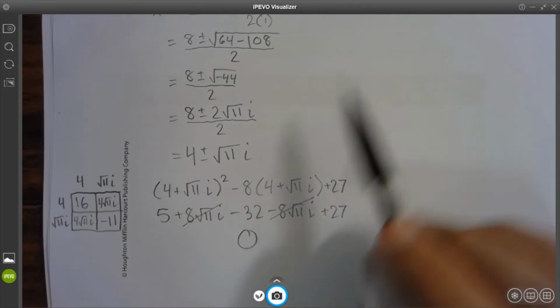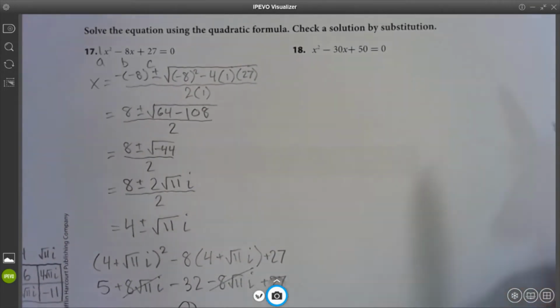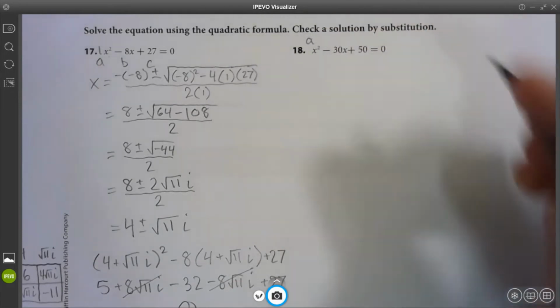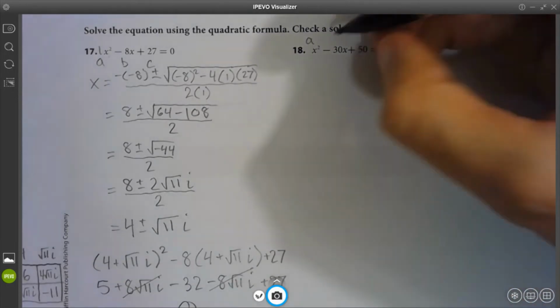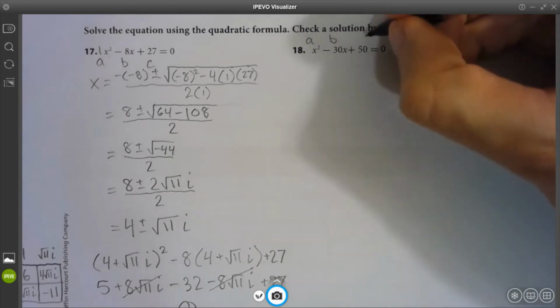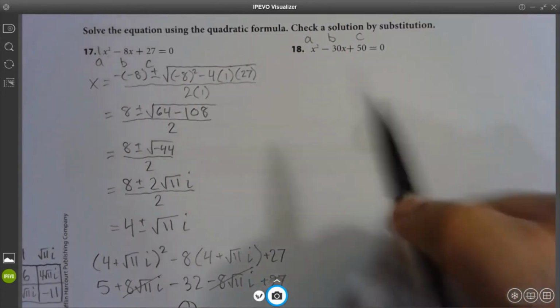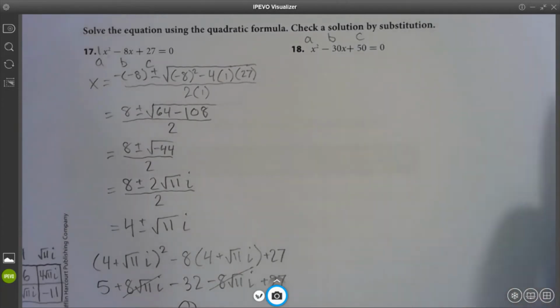Let's give it a shot with number 18. Okay, once again, A is 1. I need all the space I can get. I'm going to put A, B, and C on the top this time. B is negative 30. C is 50. I forgot to say pause and try it for yourself. So, hey, I've identified A, B, and C for you. Pause and try it for yourself.